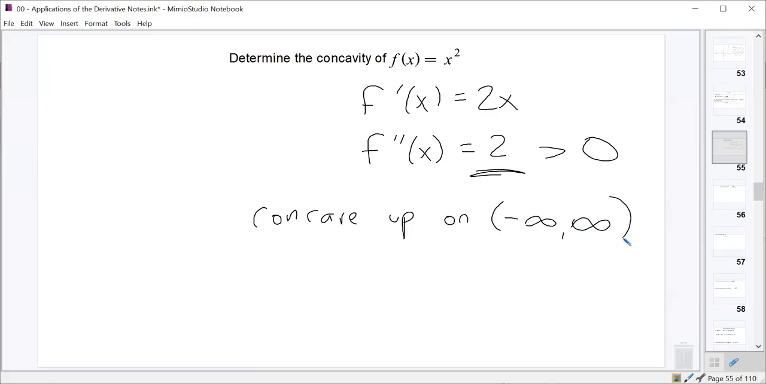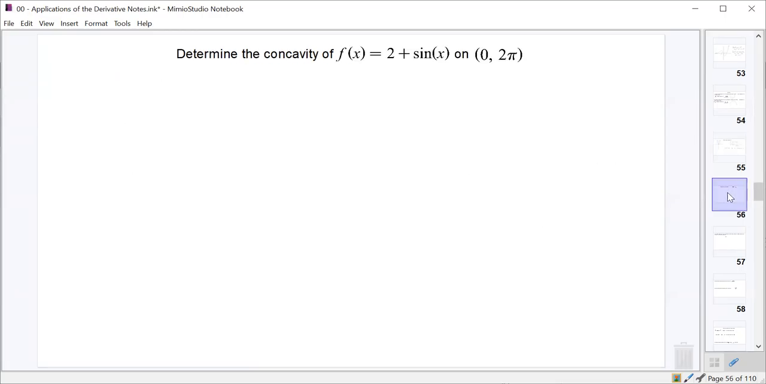And we should have known that to be true because we know what x squared looks like. It's just a concave up parabola. But if there was a possibility of the second derivative changing signs, i.e. the second derivative was equal to 0 or was undefined at some specific x value, we'd need to make a sign chart with our second derivative. So we'll see that right here with 2 plus sine x on the interval from 0 to 2 pi.